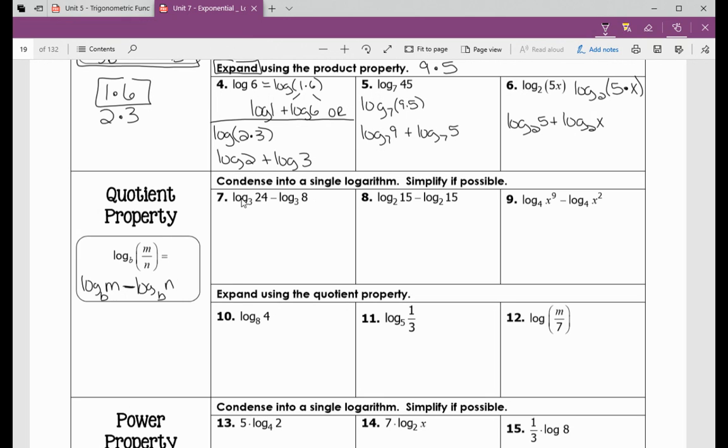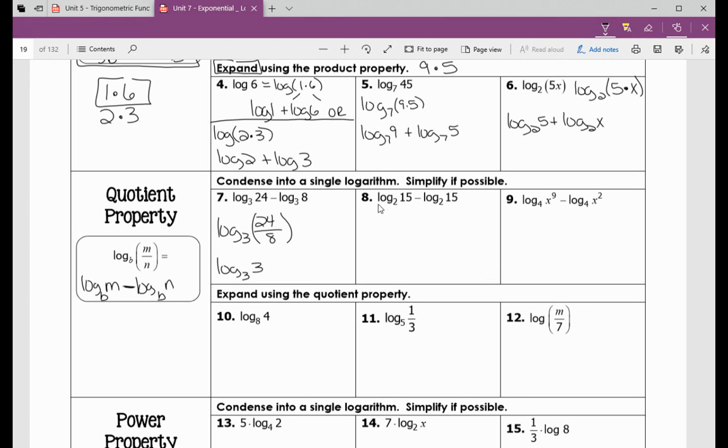So since I have a log base 3 minus another log base 3, as long as I have the same base, I can condense it into 1 log base 3 with a fraction behind it. That would be 24 over 8. If you can reduce it, great. If you can't, it just stays that way. But we can reduce this. Log base 3 of 3. So we can actually reduce that down.